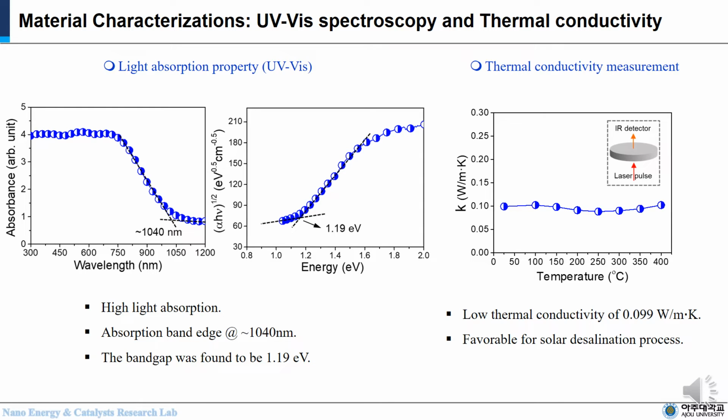Also, the absorption band edge is at 1040 nanometers. From the Tauc plot, we calculated the band gap and it was found to be 1.19 eV. The thermal conductivity of the BCSO was measured to be 0.99 watt per meter Kelvin, which is very low and very favorable for the solar desalination process.